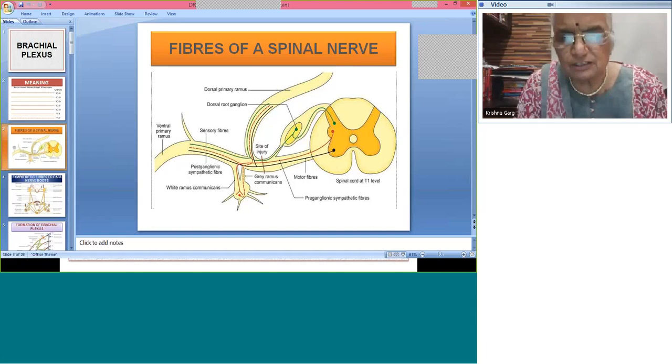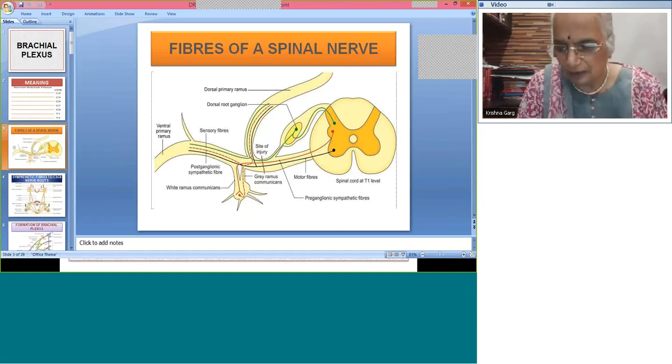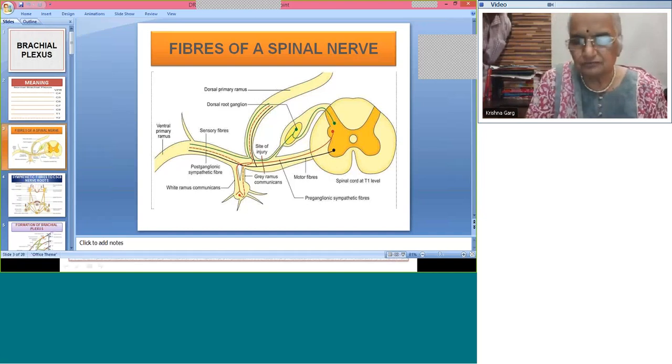So now the ventral primary ramus contains three types of fibers. Green ones are the sensory fibers, the red dotted ones are the postganglionic sympathetic fibers, and the black ones are the motor fibers. These particular fibers are seen in T1 segment of the spinal cord, and they supply the T1 spinal nerve.